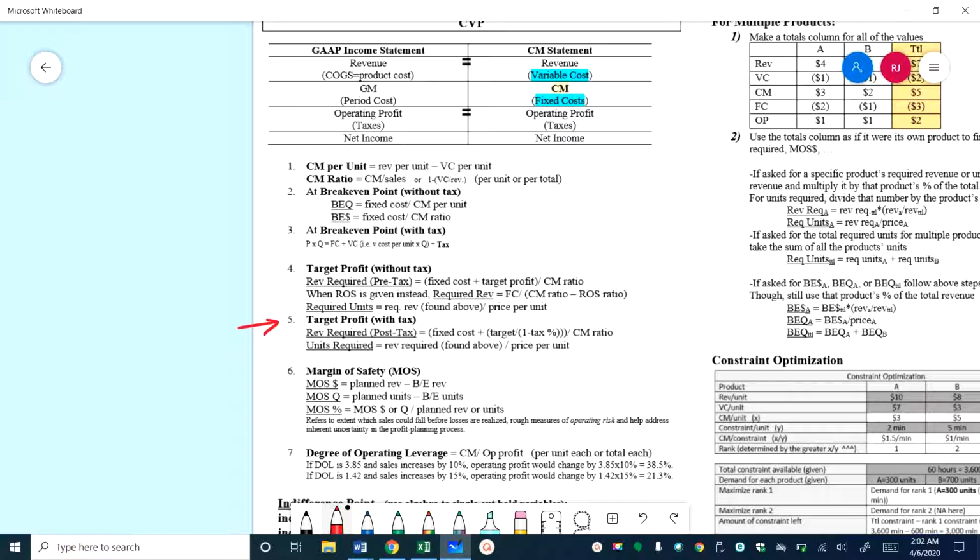So these questions will say, including tax, how much revenue do we need to sell to get this target profit? And they're basically the same thing, except this time you can do required revenue post-tax, and that's just your fixed costs plus your target profit divided by 1 minus the tax percent, and all of that divided by the CM ratio. So for this 1 minus the tax percent, if the tax percent is 7%, then it'll just be 1 minus 0.07. Okay, and then same thing for the units.